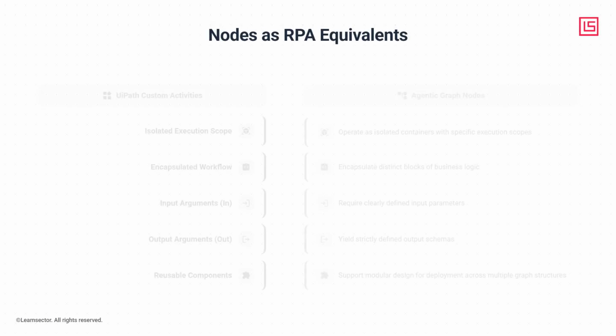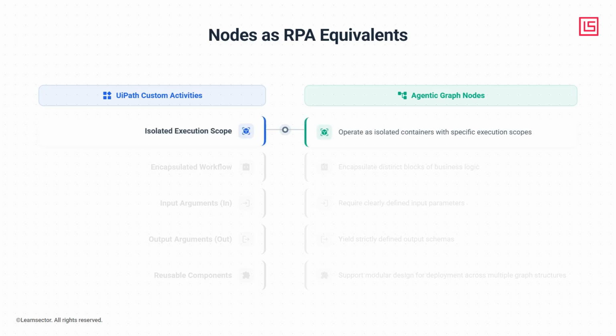To make this highly practical, we can map the function of a node directly to concepts you use in robotic process automation. You can think of nodes as operating very similarly to encapsulated workflows or custom activities within platforms like UiPath. Just as a custom activity operates as an isolated container with a specific execution scope, a node encapsulates a distinct block of business logic.